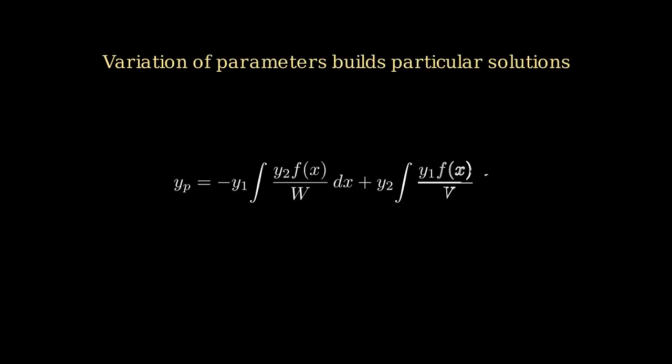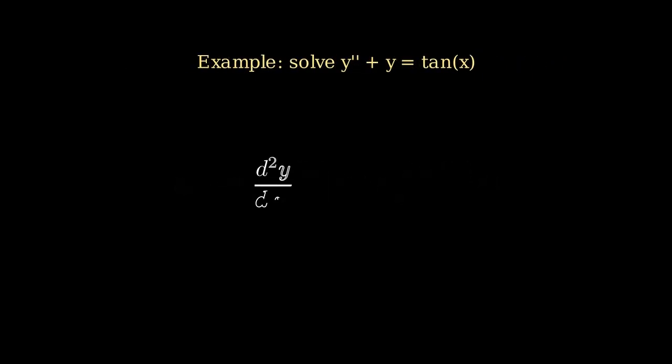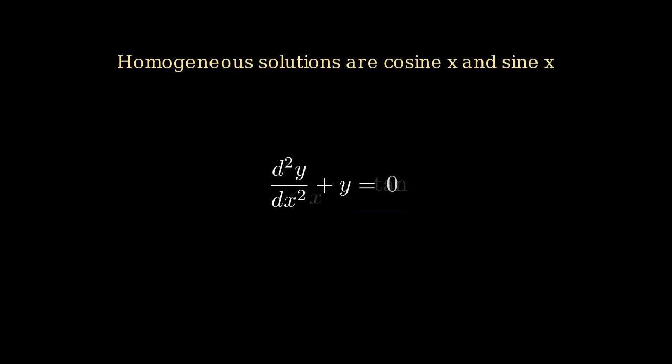When the forcing function does not fit a simple trial shape, we use a method called variation of parameters, which builds a particular solution directly from the two homogeneous solutions. Our example is to solve the derivative d squared y by dx squared plus y equals tangent of x. First we look at the homogeneous equation d squared y by dx squared plus y equals 0, and its two independent solutions are cosine of x and sine of x.